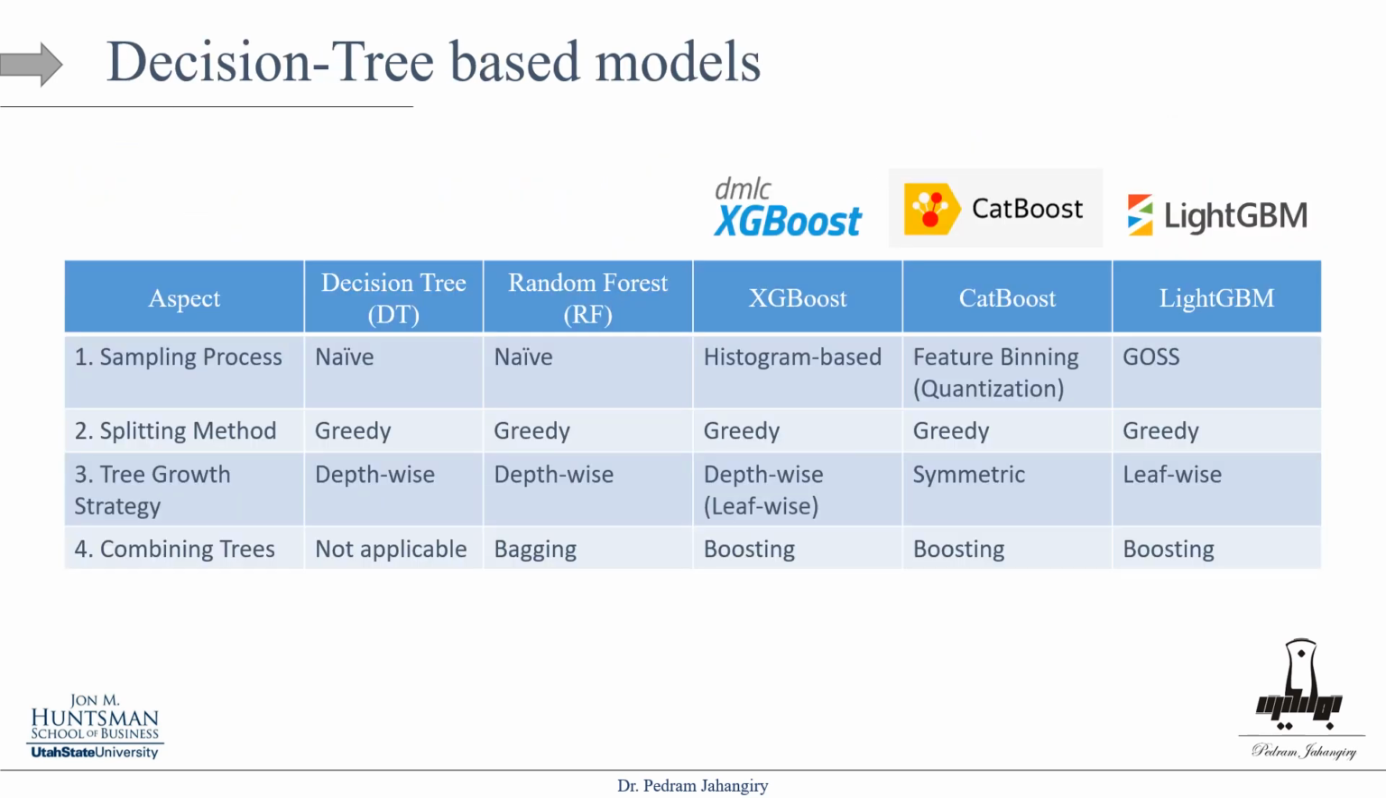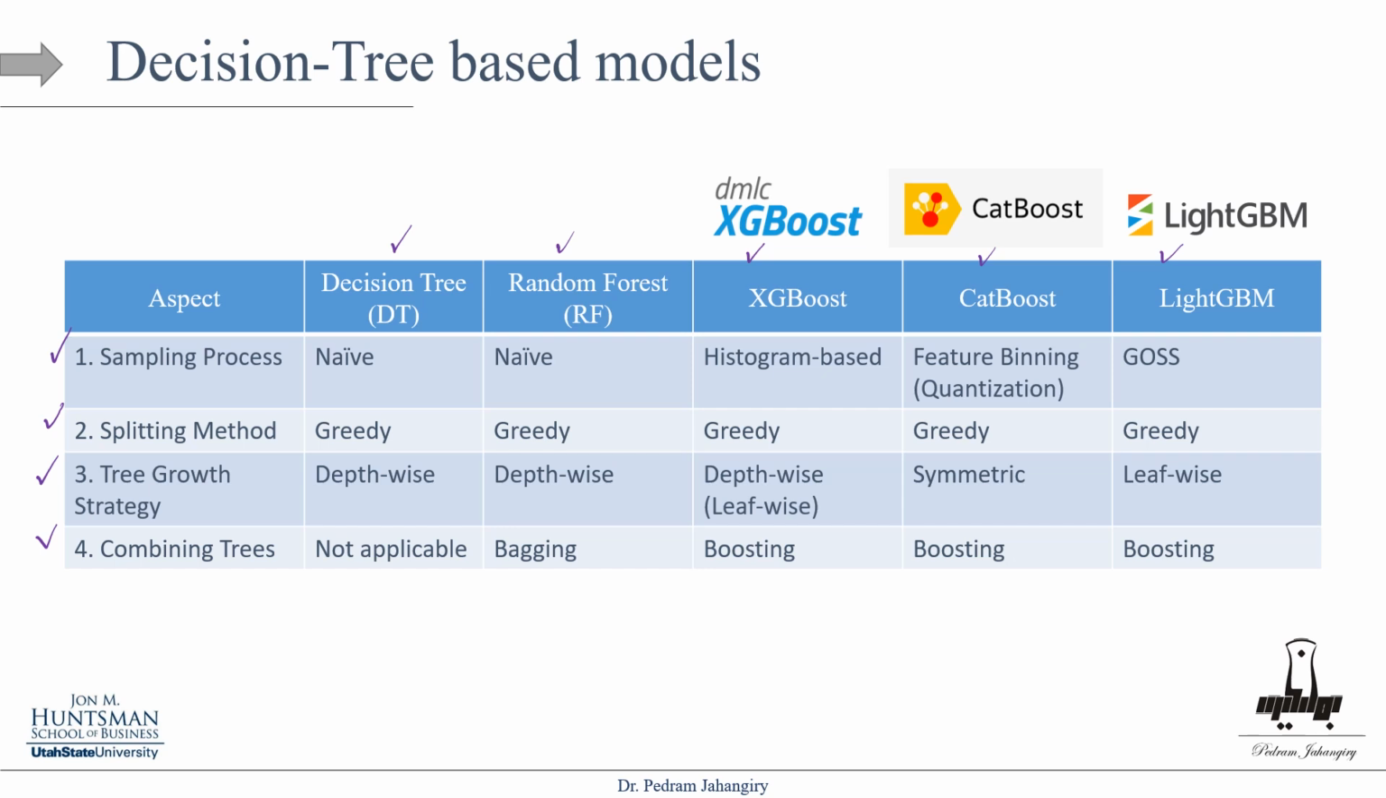Now, let's summarize everything we covered so far in this one nice table. So maybe this is a takeaway from this whole lecture. On the left, I have all these 4 questions: sampling process, splitting method, tree growth strategy, and combining trees. And on top, we have decision tree, random forest, XGBoost, CatBoost, and LightGBM. So let's go through them one by one.